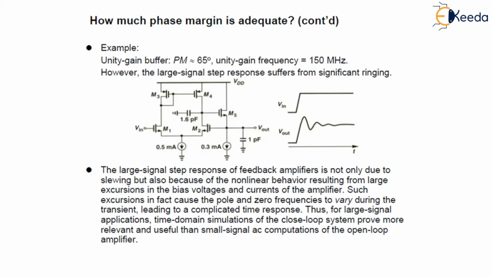The large signal step response, however, suffers from significant ringing, which is shown over here. Okay, so this is the example where we have an adequate phase margin but a poor settling behavior. And this is the example of a feedback circuit.